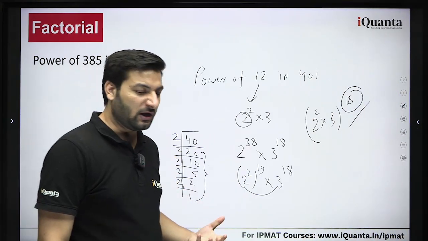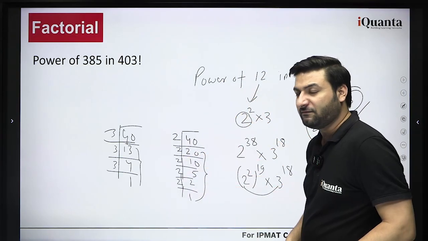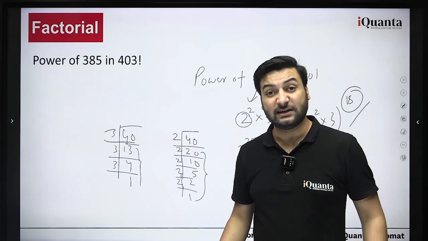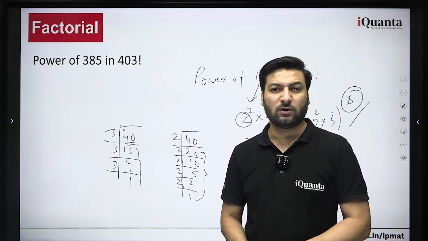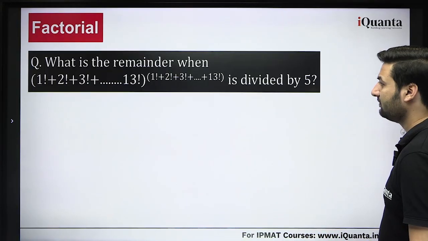This way you can make some questions on your own which have a prime factorization with some powers. For example, you can find the power of 72 in 100 factorial, or maybe the power of 144 in 1000 factorial. Try them and get your answer. If there is any doubt, comment.